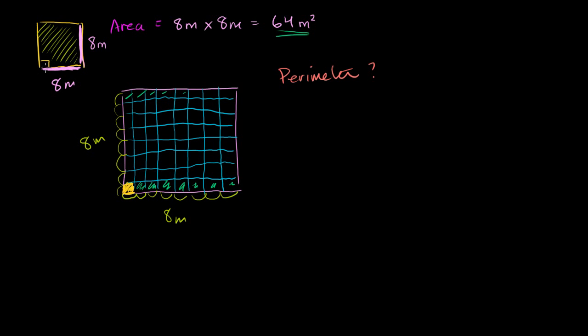So it would be the distance around. So it would be that distance plus that distance plus that distance plus that distance. Well, we already know this distance right here on the bottom. We already know this distance is 8 meters.